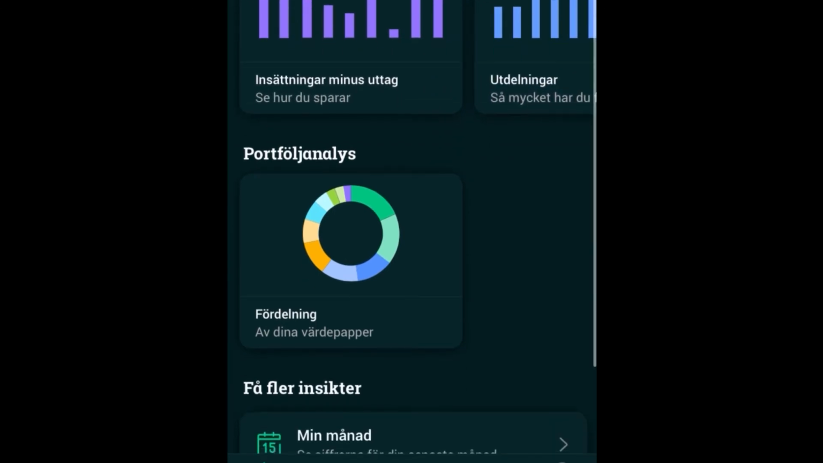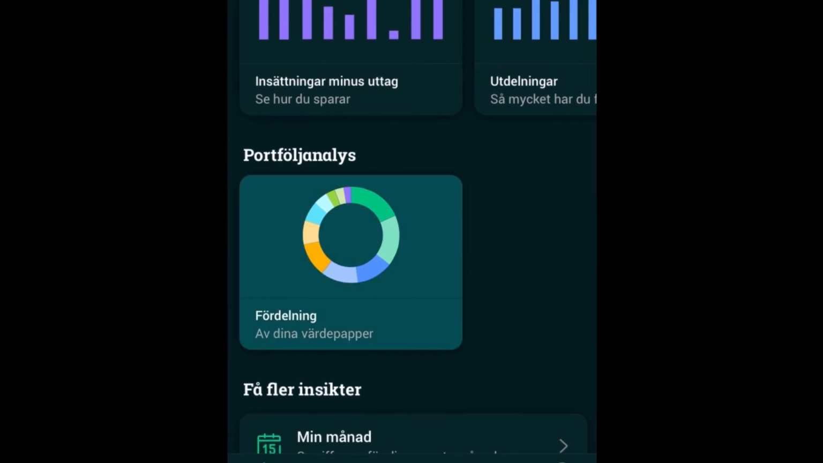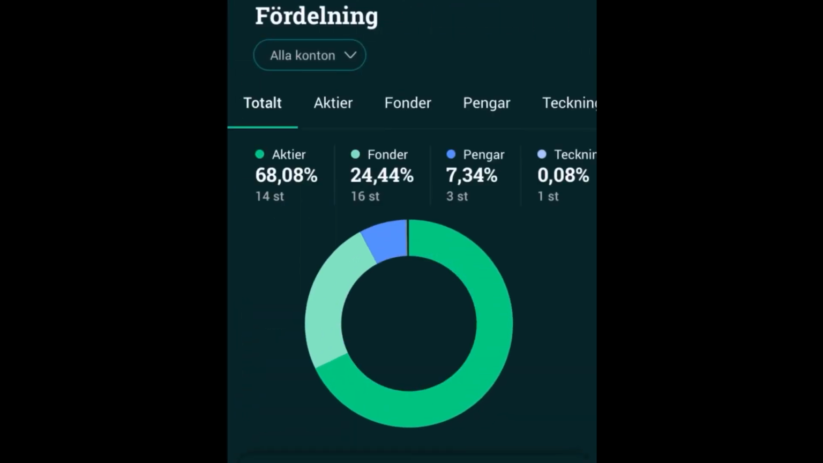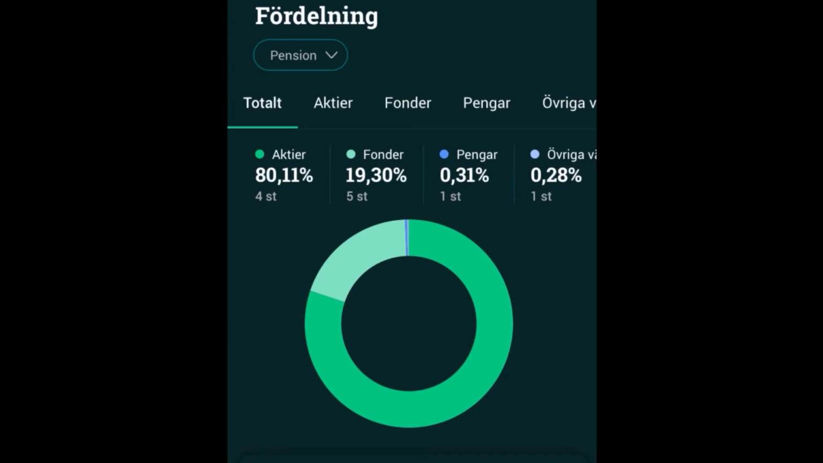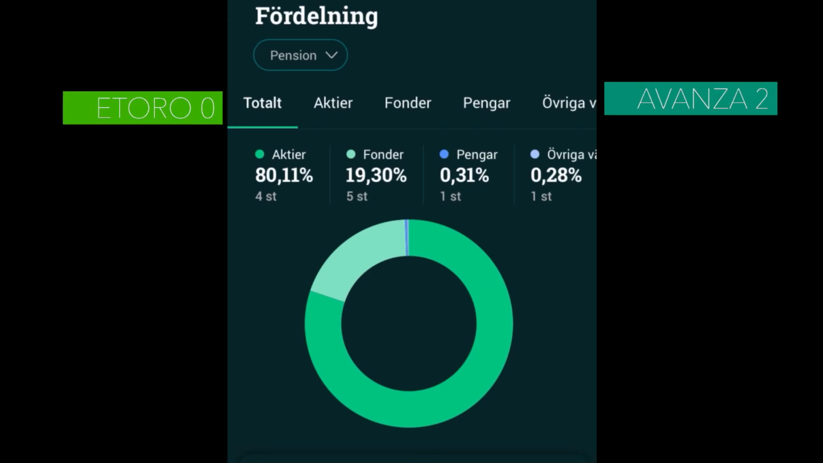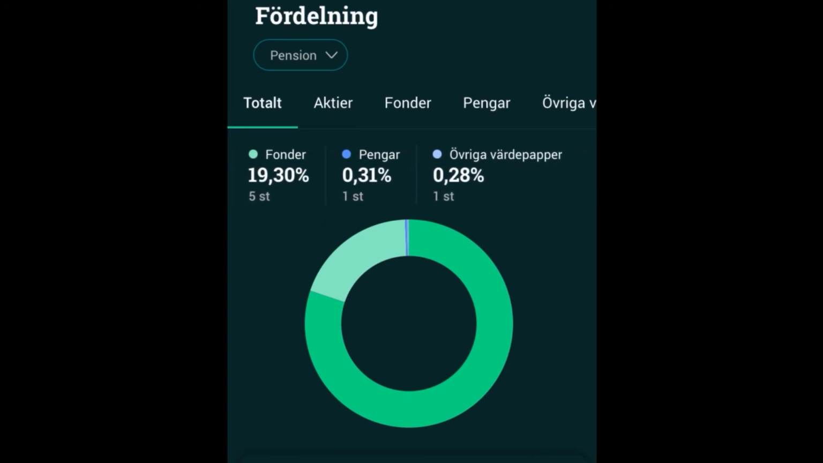So this part gives you a very good overview of where most of your money is invested. I think this is something that is missing in eToro, and they should really think about it. Another thing that I really like about Avanza is all the funds that are available in the Swedish market. In eToro, I didn't get that option.